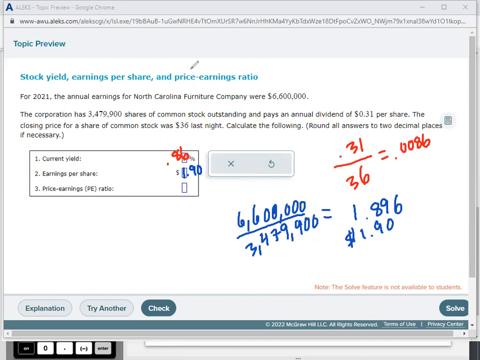And of course, the higher that number is, the more that suggests that the company is doing well. Okay, the last one we're going to look at on this particular topic to give us an idea of how well a company is doing. Do we want to invest in it? Do we want to buy shares in it or not? Is the price to earnings ratio.